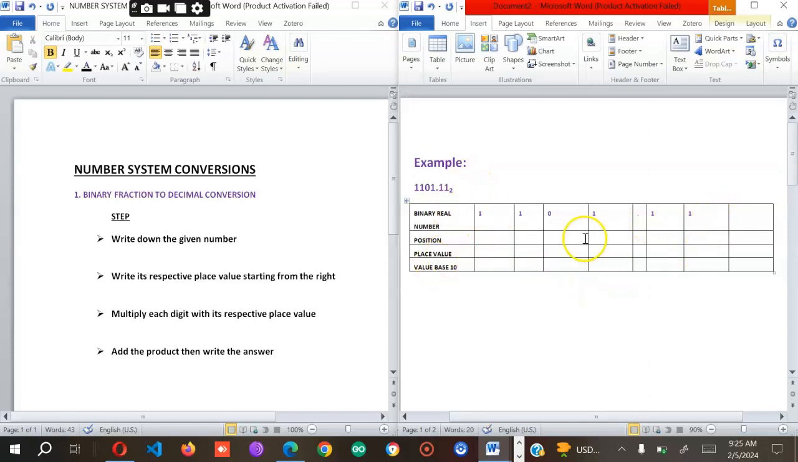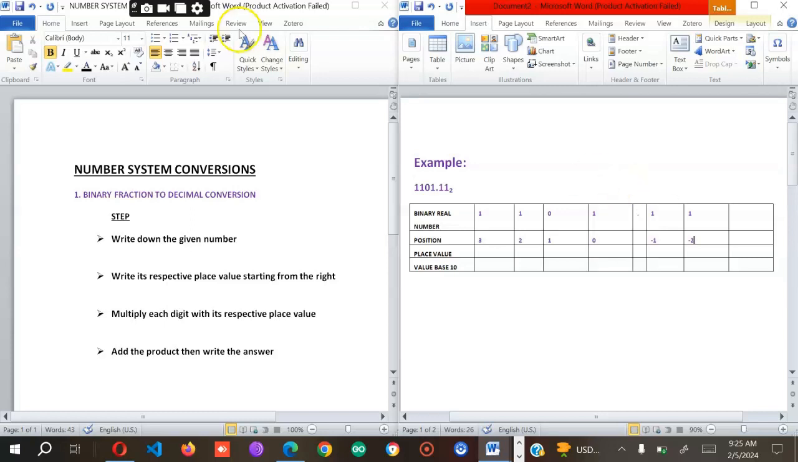Okay, step 2, you write down the place value starting from the right. So from the point we have 0, 1, 2, 3, while on the other side it is supposed to be negative: -1, -2.